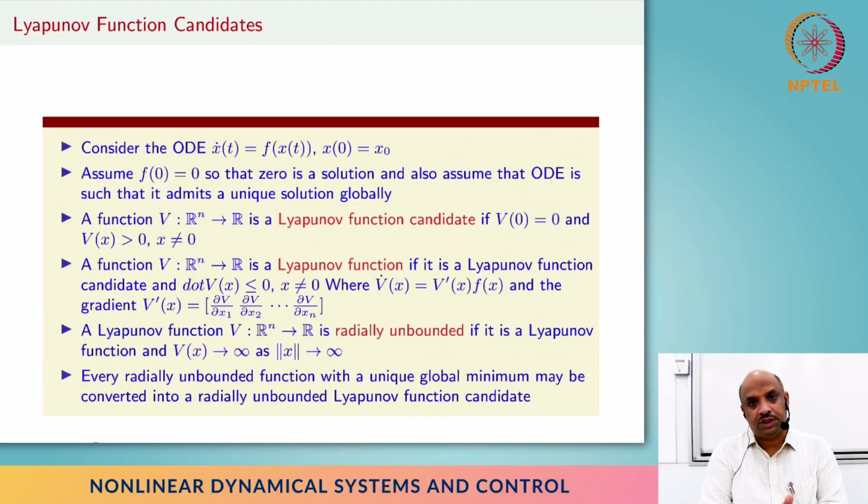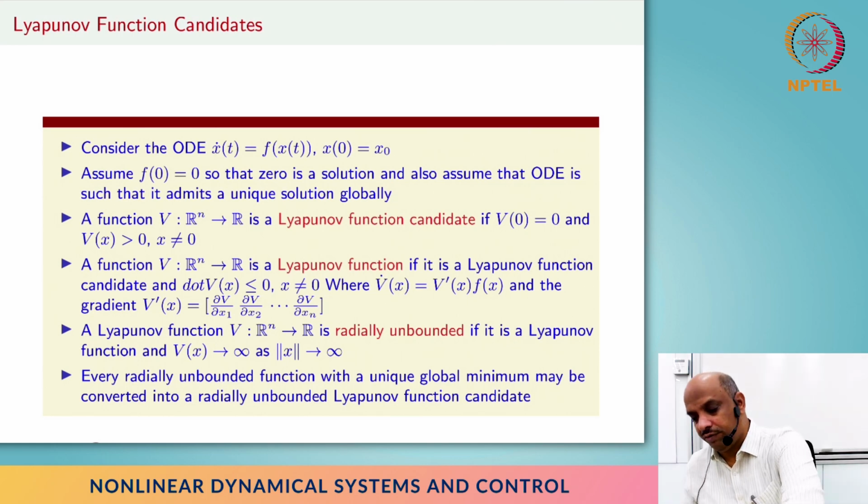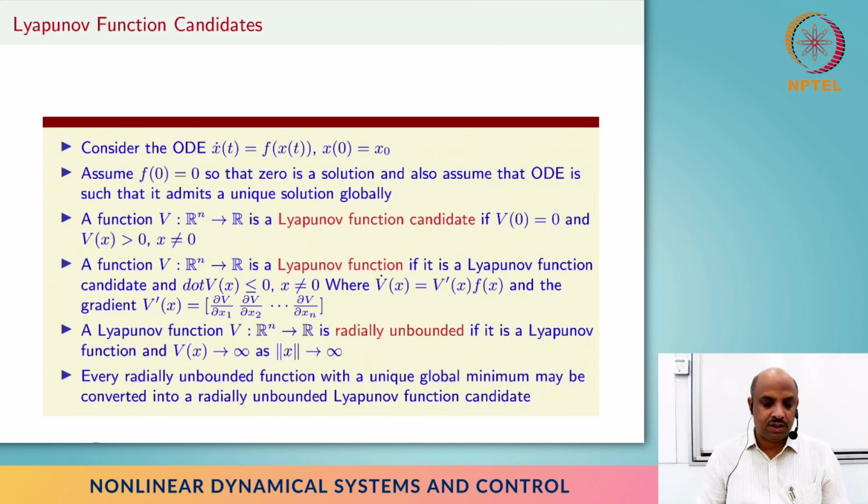If you choose a function which is radially unbounded and it has some kind of global minimum, and that doesn't happen to be 0, then you just shift it and make it a Lyapunov function, right? So even if you have an energy function that is not 0 at your equilibrium point, you subtract the base energy and then you'll get the Lyapunov function, right?